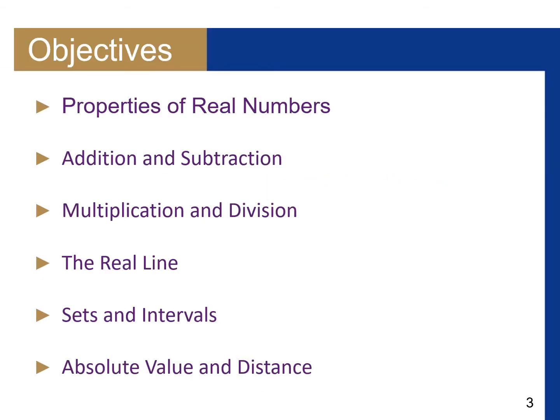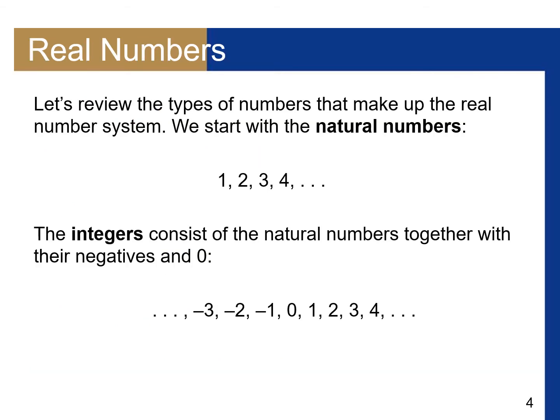We're looking at real numbers. We're going to talk about the properties: addition, subtraction, multiplication, division. We'll look at the real line, sets and intervals, absolute value, and distance. Now, we're going to review what kind of numbers are real numbers.